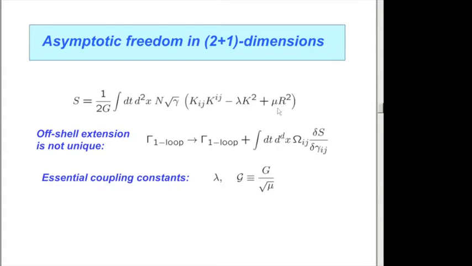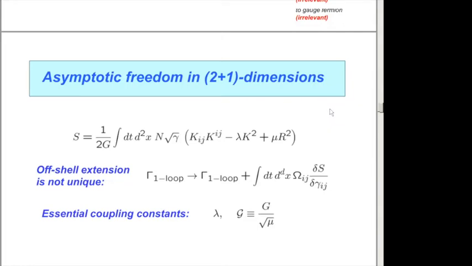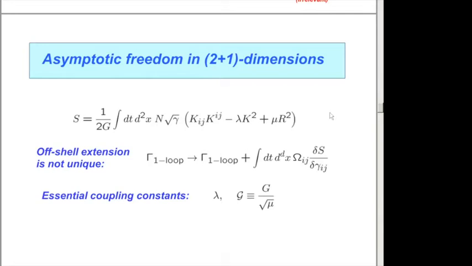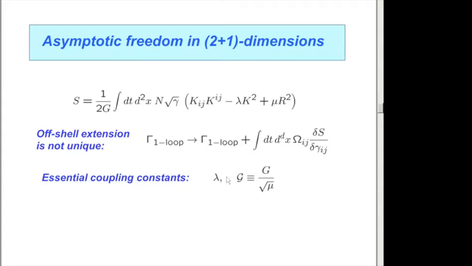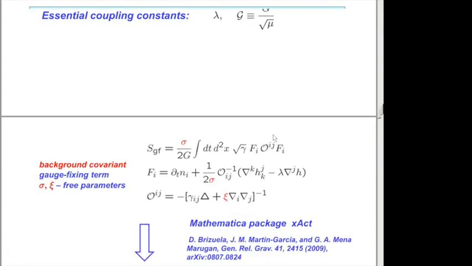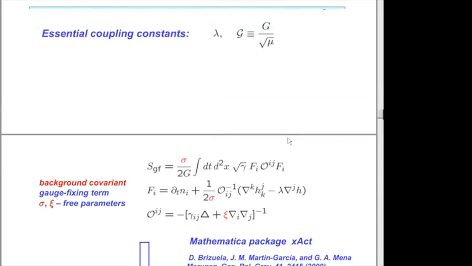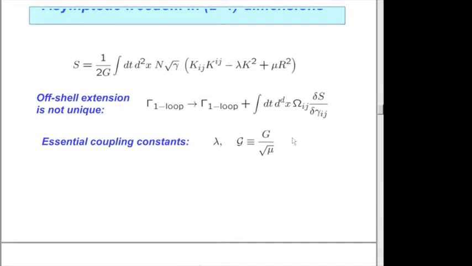It turns out that not all of them are essential. One can show that on shell, you have only two essential coupling constants, such that their renormalization is actually independent of the choice of gauge conditions, the ones that were used within this gauge fermion in the previous question that we considered. So these essential coupling constants are just lambda and curly G, which is the original Newton constant divided by the square root of mu. And so in this model, as we will see, G and mu will be running in different gauges differently, but this ratio will be gauge independent. I will show this.